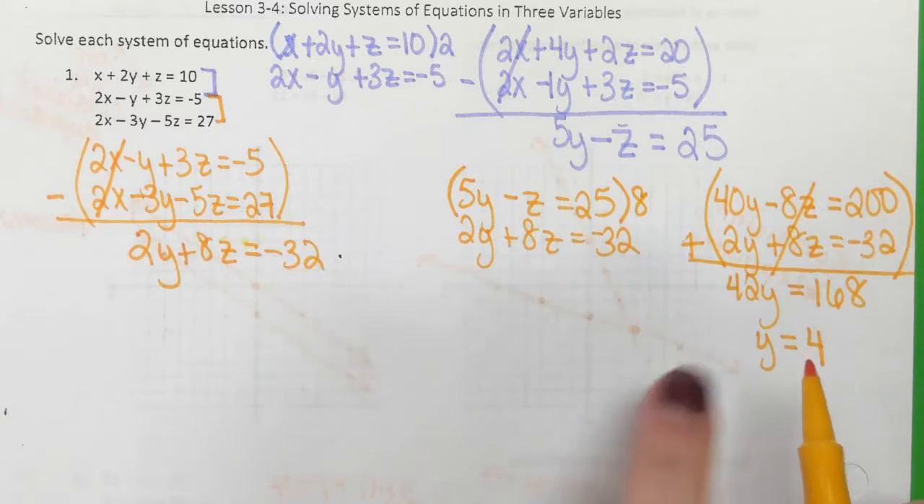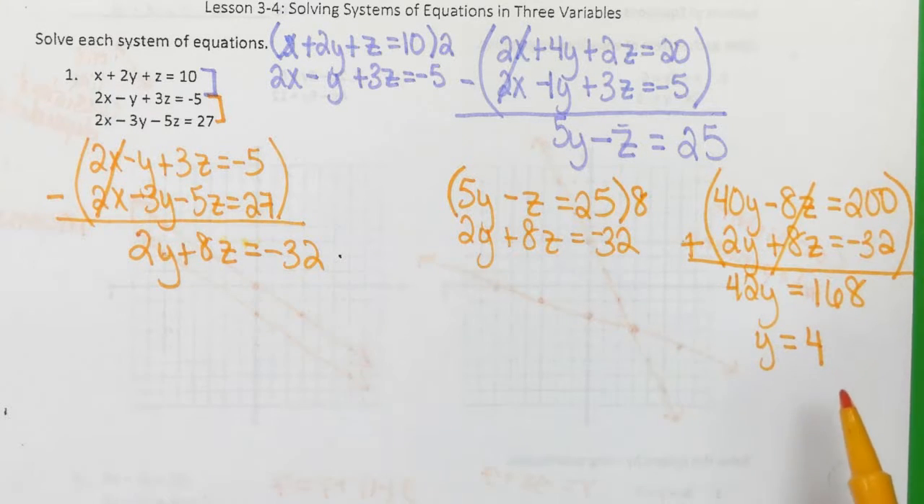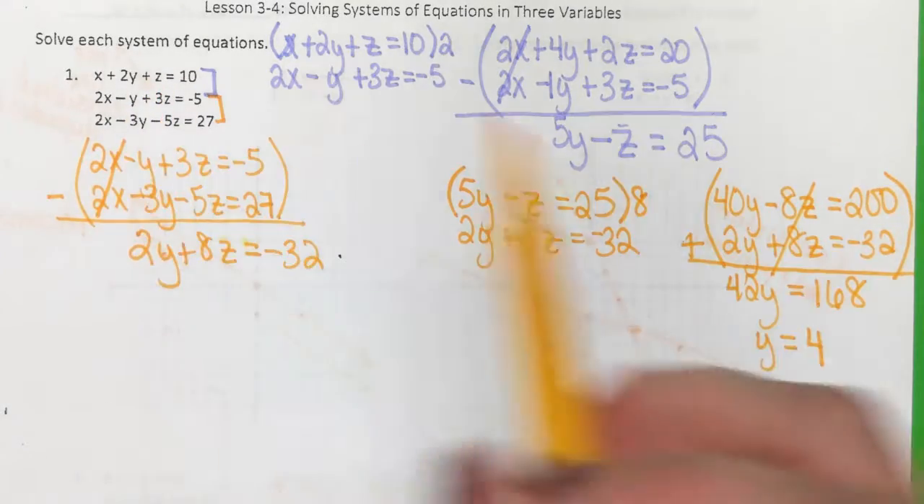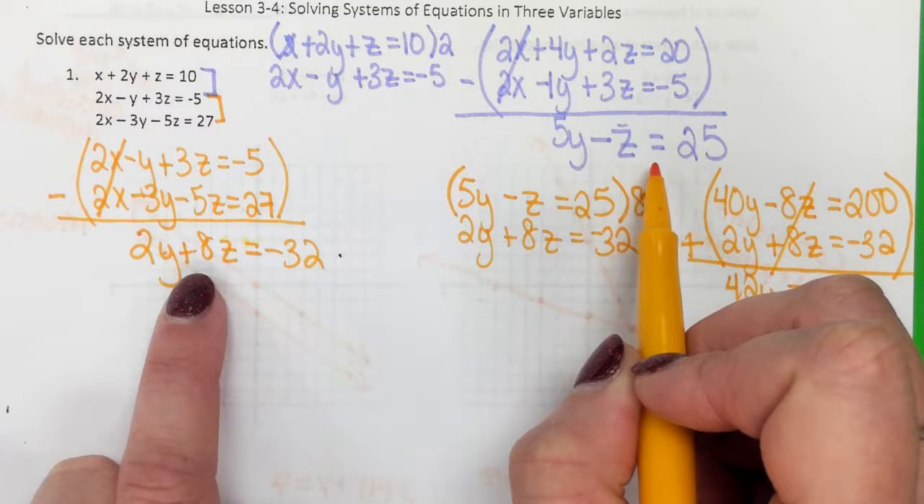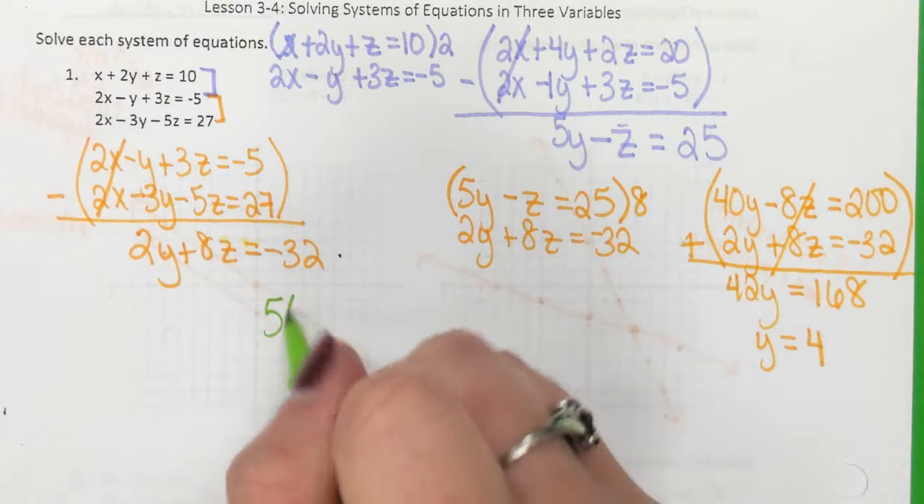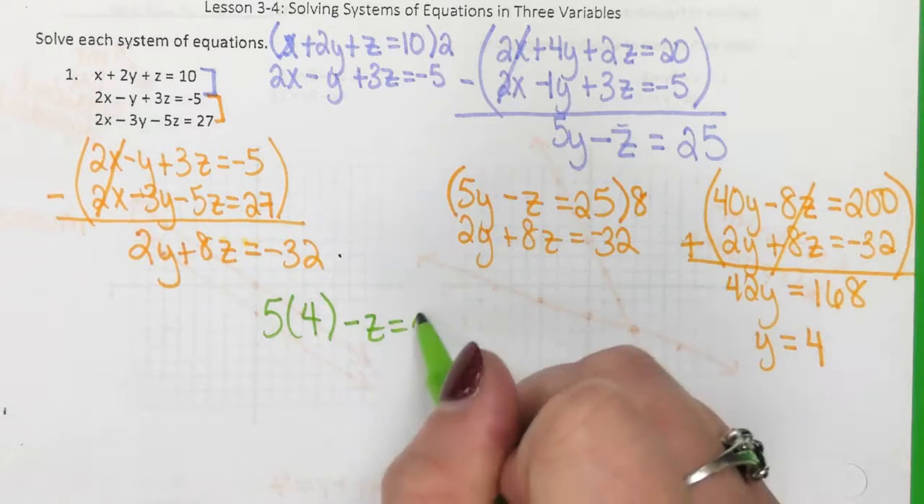Yeah. Okay. Alright, so we're going to plug in the 4, right? We need to plug in this Y somewhere where we only have one other variable. So I don't want to plug it in here because I've got 2 other variables. There you go. I can plug it into one of these 2, right? Are y'all okay with that? Alright, so let's plug it into this one. So we have 5 times 4 minus z equals 25.